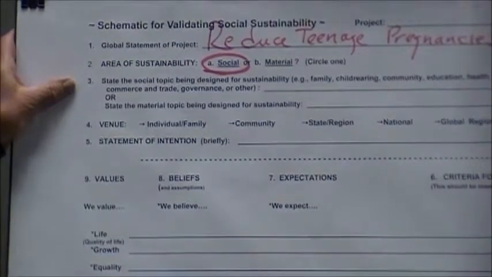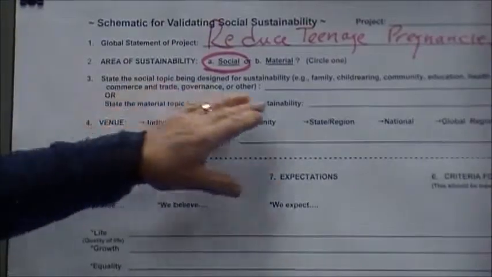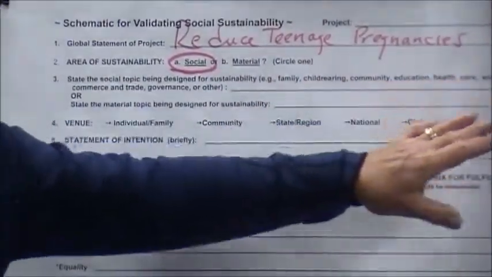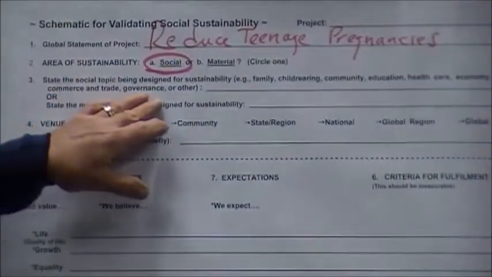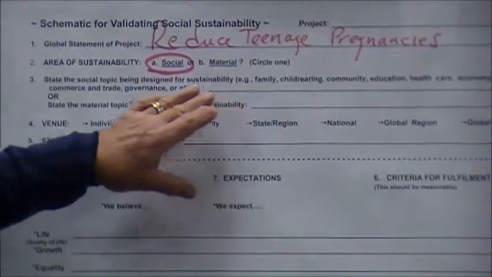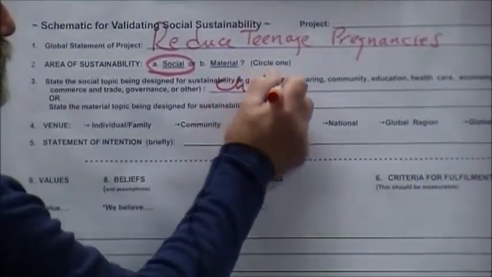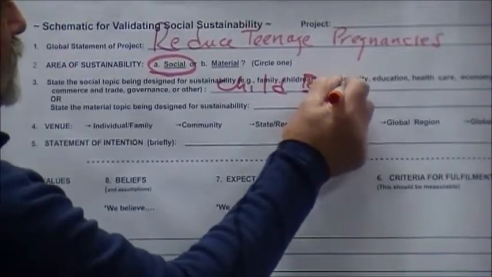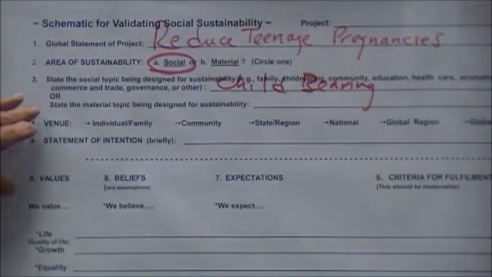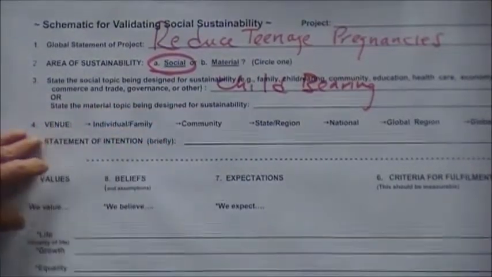Number 3 says, state the social topic being designed for sustainability. Examples: family, child rearing, community, education, healthcare, economy, commerce and trade, governance, or other. In this case, it would be childbearing, okay, because it's not listed here. Since this is not a material topic, we will not pay any attention to this line.